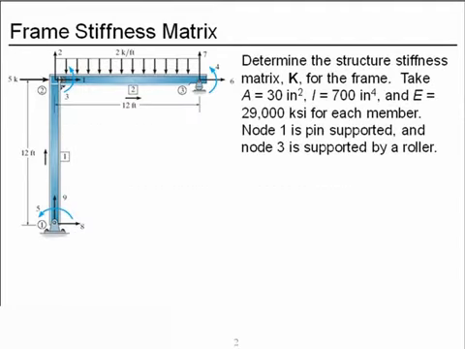And here's our frame. It has a pin support at node 1, a roller support at node 3, and node 2 is a fixed connection. That is a rigid connection that will hold its angle as the structure deforms. We are given the cross-sectional area, moment of inertia, and modulus of elasticity for the frame members, and it's identical for each member. And our goal is to determine the structural stiffness matrix.